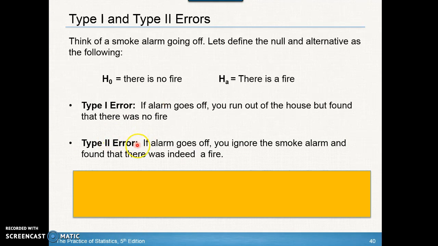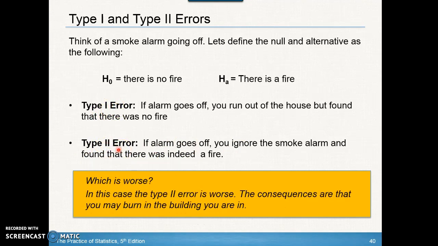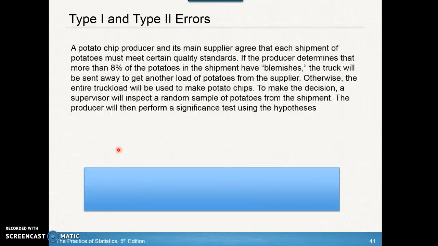Okay, a type 2 error, remember, is failing to reject the null when it's false. So we're keeping the null. So basically we're saying there is no fire when in fact there is a fire. So the alarm goes off, you ignore the smoke alarm, and find out that there indeed was a fire. Which of these two is worse? Okay, the worst one in this case would be type 2, because the consequences are that you may burn in the building that you're actually in.